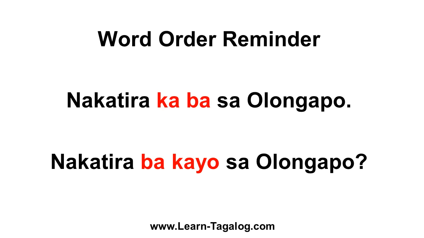I want to remind you about this word order when we're using ka and kayo. Take a look at the screen there. You'll see nakatira ka ba sa Olongapo and nakatira po kayo sa Olongapo. Okay? That little ka likes to be as close to the beginning of the sentence as it can get. Nakatira ka ba sa Olongapo? Nakatira po kayo sa Olongapo? And in previous videos, I've already stressed that before, so I just wanted to remind you about it.